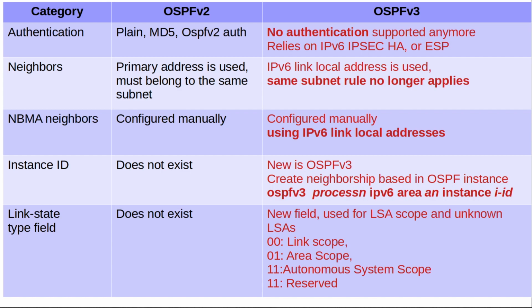There is a new field for LSAs that is known as the link state type field that will indicate their scope. So if an LSA has a link scope, it can only travel across a link. If an LSA has an area scope, it should be flooded across an area. And if an LSA has an autonomous system scope, it should be flooded across all your OSPF autonomous system. That's it.